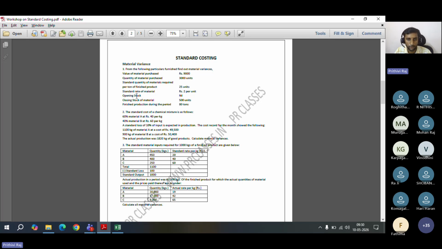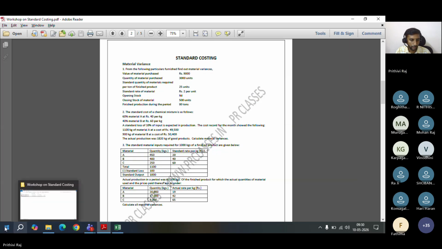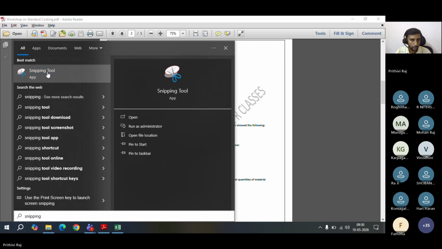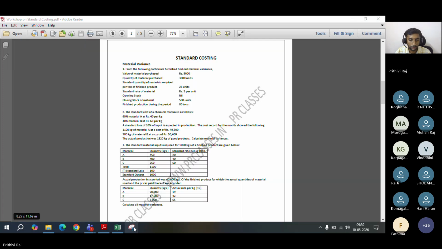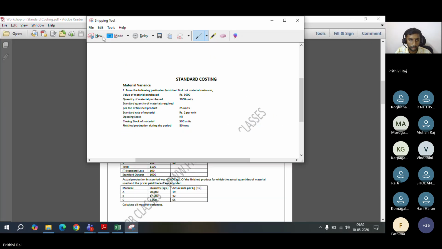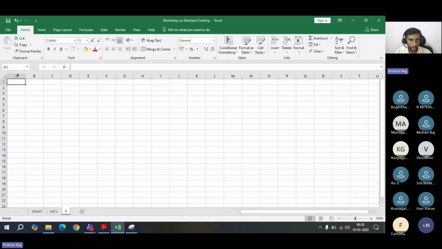Now let's see what is the actual output. Standard rate is rupees 2 per unit. Opening stock is nil. Closing stock is 500 units. Finished production during the period is 80 tons. Let's start with the working. I'll take a screenshot of this question and put it here.